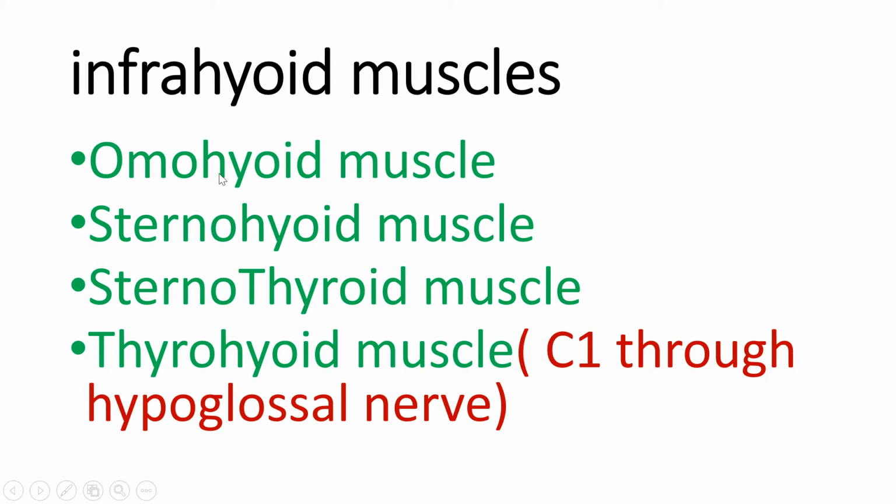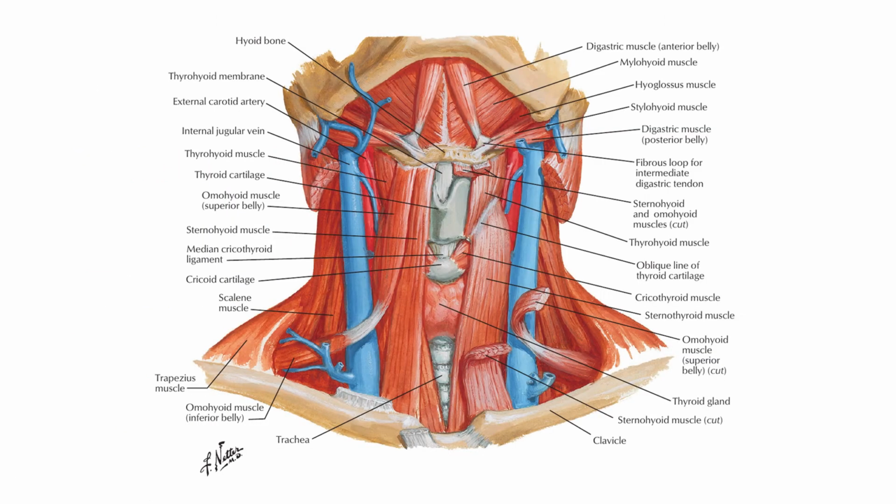First of all, omohyoid muscle. This word omohyoid has two parts. The first is omo and the other one is hyoid. Omo for scapula and hyoid for the hyoid bone. So here we are with the muscles. Look at this muscle here. This is omohyoid muscle.